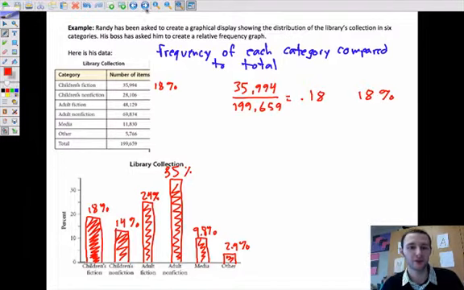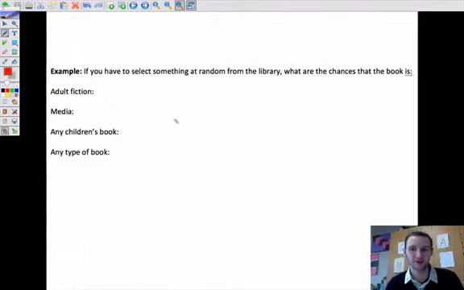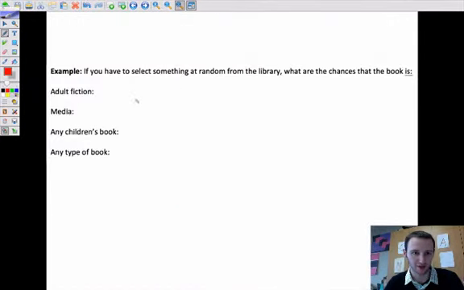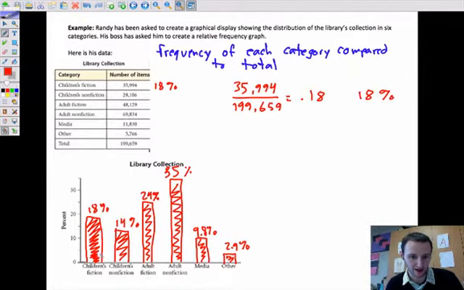What you can use those for is to make predictions. Like in the rest of this example, say what are the chances that if you just choose a random book from the library, it's adult fiction? Okay, then you know 24% of the library is adult fiction, so the chances that you would randomly pull an adult fiction book are 24%. Same with media. So 9.8% of the library is media, so that would be your probability of pulling something media randomly.